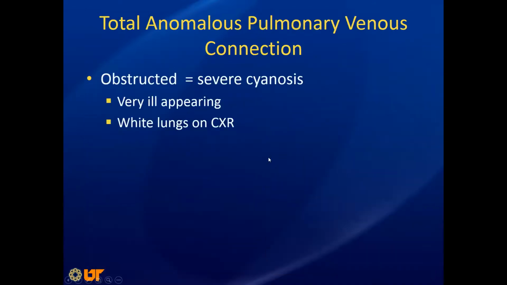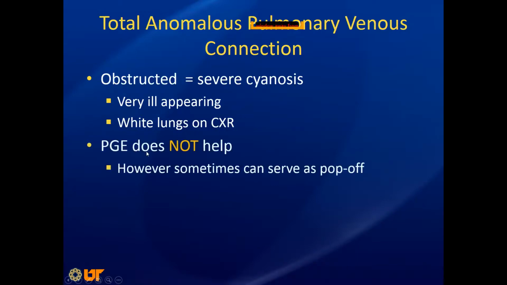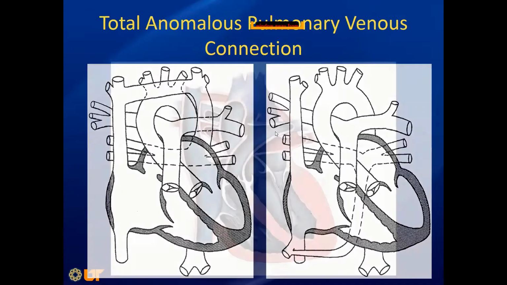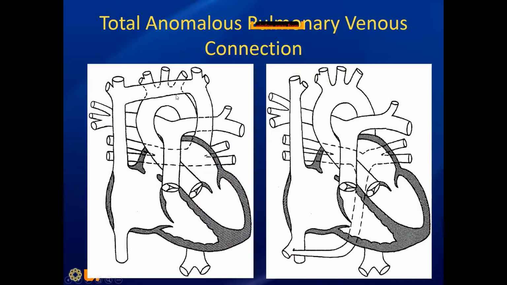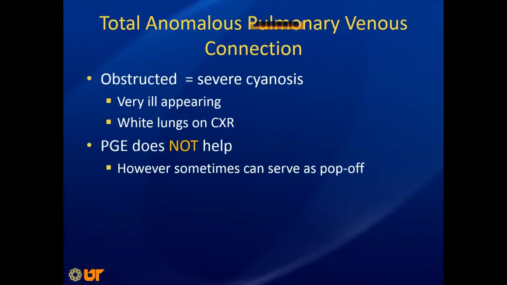So if they are obstructed, meaning there's difficulty for venous flow to get out of the lungs, they are cyanotic and very ill appearing because there's no place for blood to go. They have whiteout lungs on x-ray. Prostaglandin does not help in that you don't need extra blood flow anywhere. If you have extra blood flow to the lungs, it would be bad. Sometimes it can serve as a pop-off if it's misdiagnosed early, meaning there's all this blood flow to the lungs that has no place to go. So the PDA can sometimes provide a little off-flow as pulmonary hypertension develops. But in general, it doesn't really help.